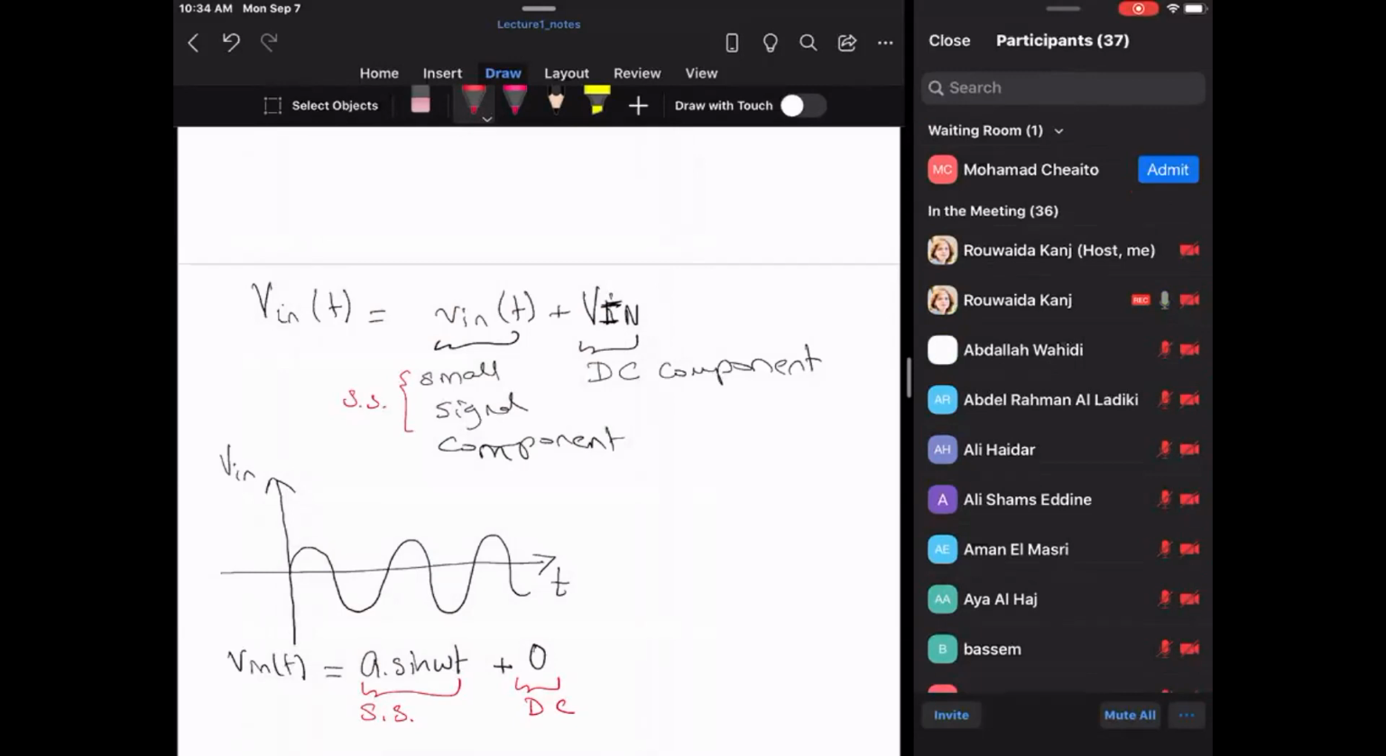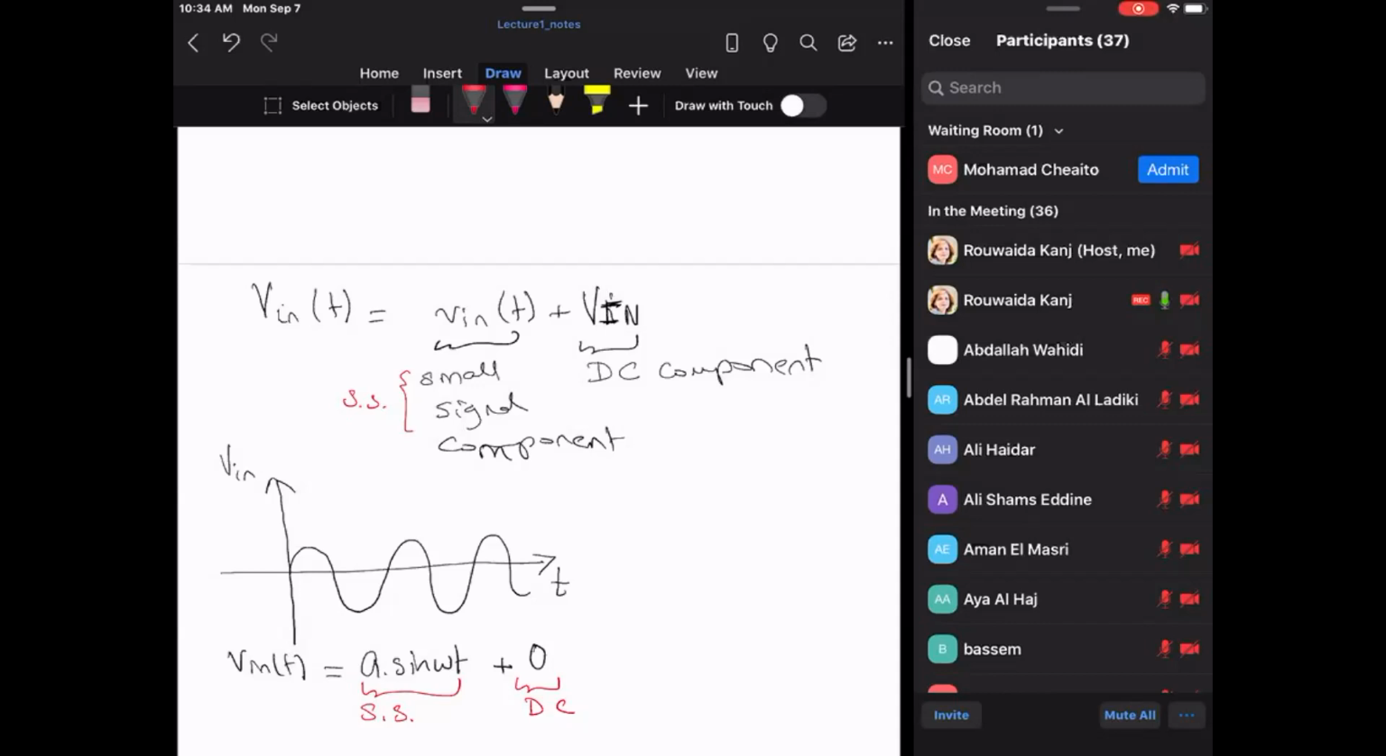That means the signal we have has a primary component which has a small portion and small value, for example 1 millivolt. This is carrying the information that I want. Here the DC is 0, as if this is my voice.